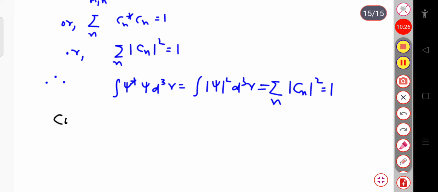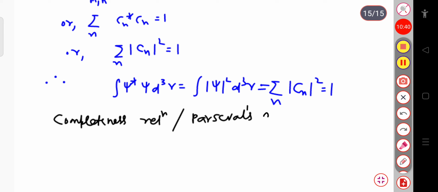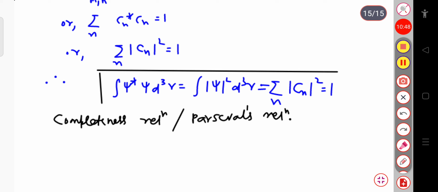Completeness relation, or Parseval's relation. This is also known as the Parseval's relation. Okay. So this is your psi star psi dqr equal to 1, and by using that relation we can prove that the modulus of the coefficient square is equal to 1.